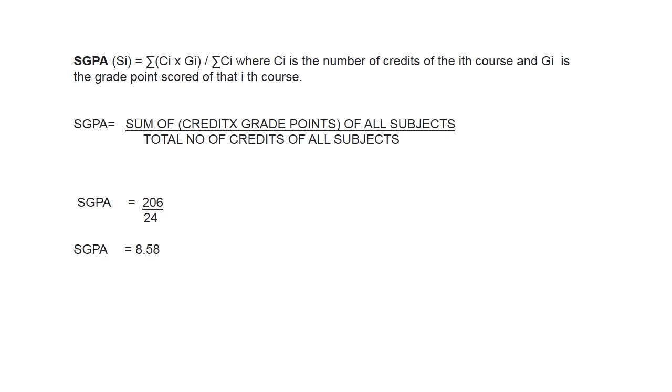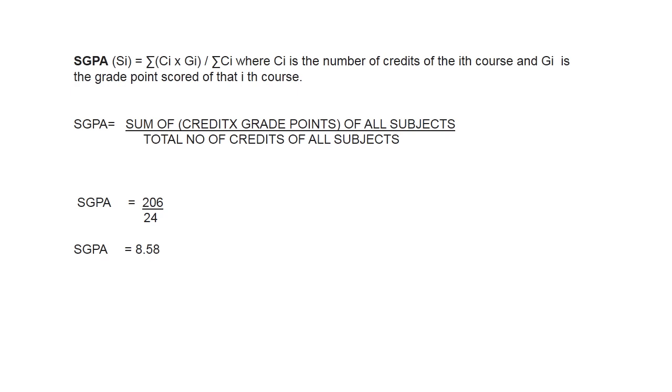Next, summation means the sum over all the subjects which come in that particular semester: engineering mathematics, MOM, BTD. If you take one particular semester, you will have a number of subjects. The sum of the credits into grade points of all those subjects, divided by the total number of credits of all the subjects, is the formula to calculate the SGPA. The sum of credits into grade points of all the subjects divided by the total number of credits of all the subjects. Already we got that particular table.